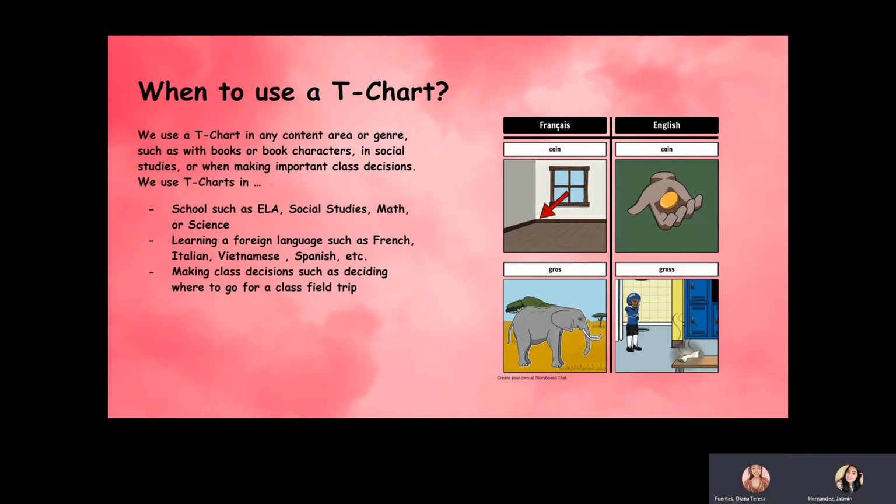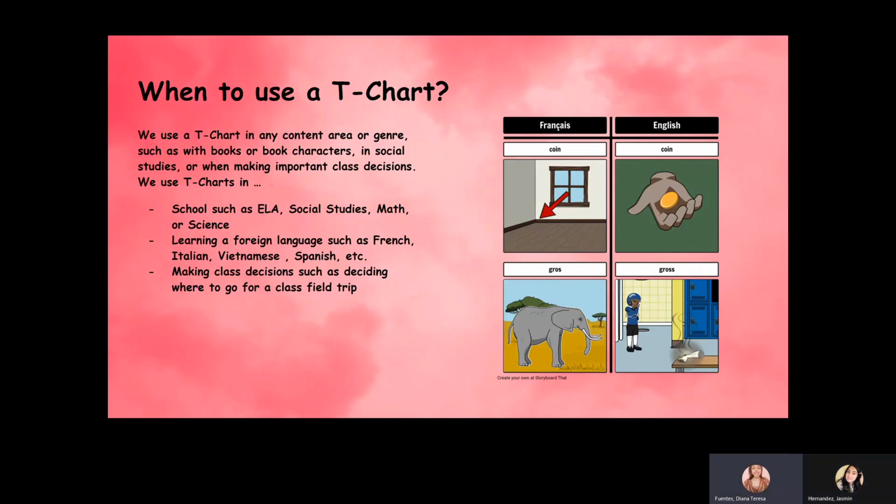When to use a T-chart. We use a T-chart in any content area or genre, such as with books or book characters, in social studies, or when having important class discussions. We use T-charts in school, such as English language arts, social studies, math, or science, learning a foreign language such as French, Italian, Vietnamese, Spanish, and making class decisions, such as deciding where to go for a field trip.